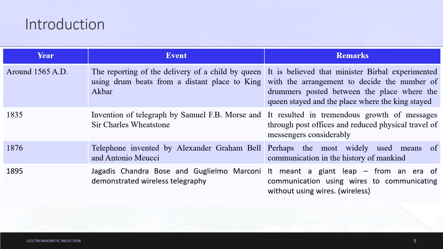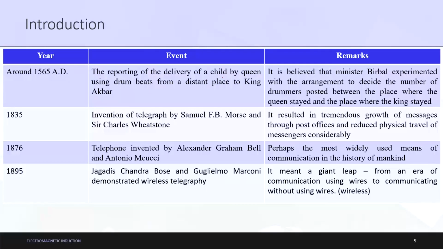So, please look here. First of all, around 1565 AD, there were reports of the delivery of a child by a queen using drum beats. So, at that time, during King Akbar's time or in the Mughal era, how was the communication being passed? A drummer comes to the village and rolls the drums. Everyone surrounds the drummer and then the passage of information happens. So, this was the type of passage of information in those eras.